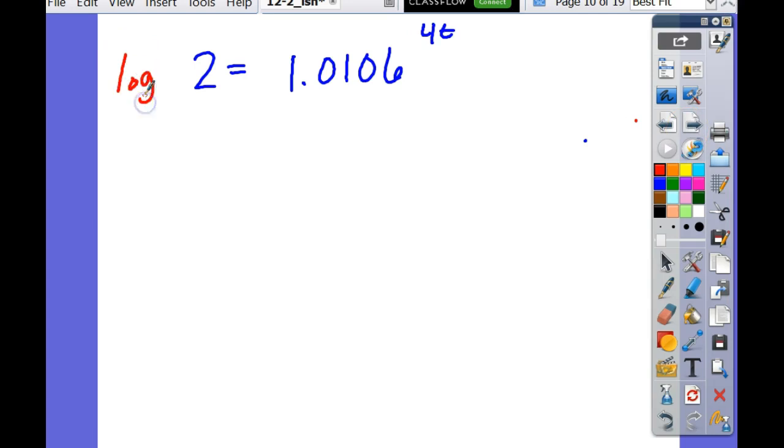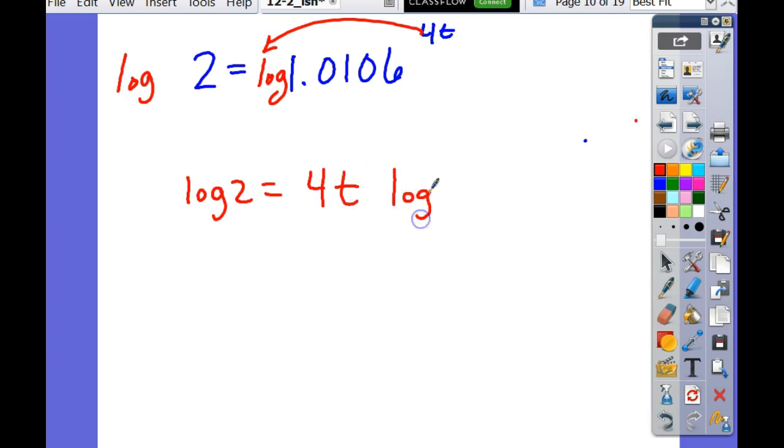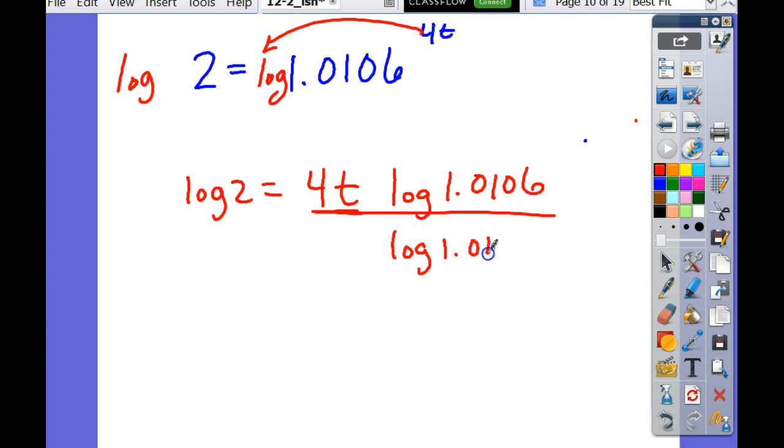What we are going to do here is take the log of both sides. We take the log of both sides when the variable is the exponent, and that's why we learned all that stuff about logs, to do this kind of problem right here. The reason we take the log is the log has a power rule, so we can use the power rule and bring this out in front. I'm solving for the t, so I am going to divide both sides by the log of 1.0106 to cancel that out.